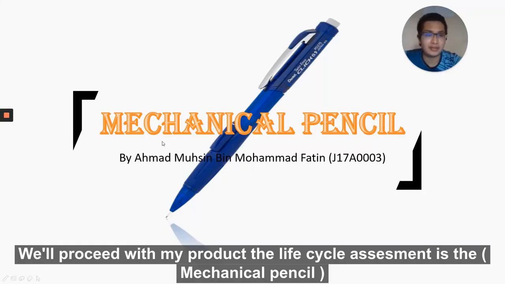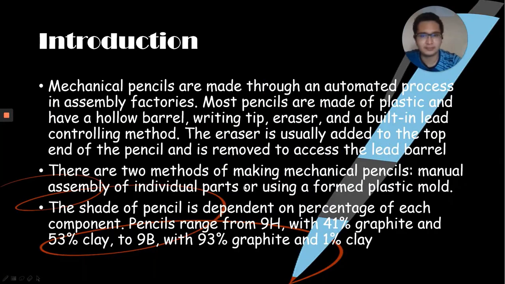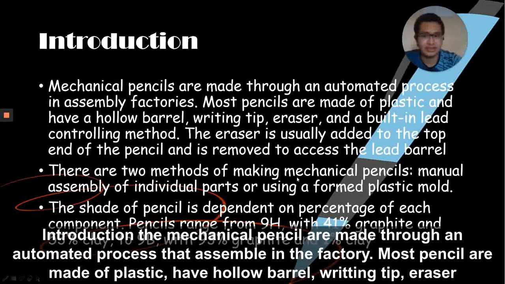Proceed with my product for the life cycle assessment, which is a mechanical pencil. Introduction. The mechanical pencil is made through an automated process. It's assembled in the factory.